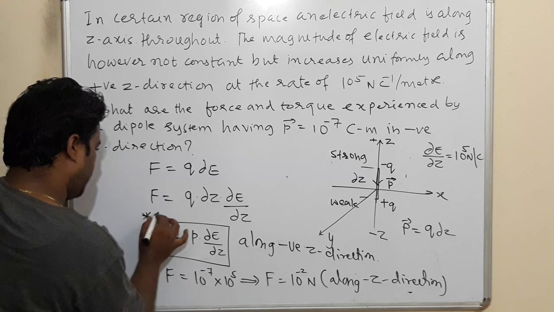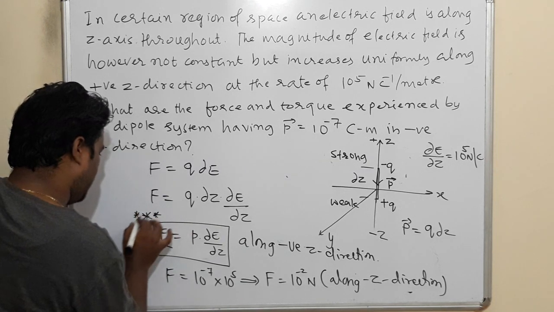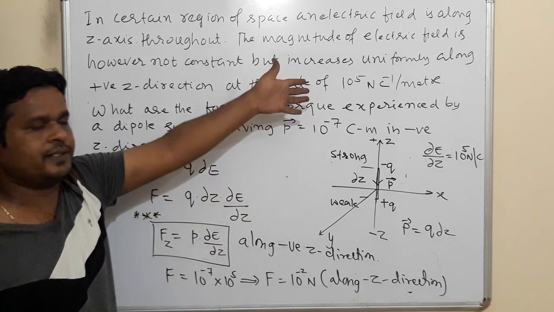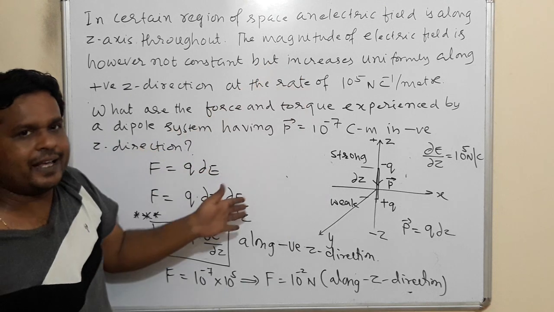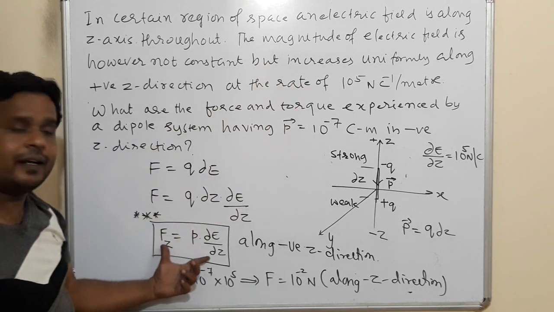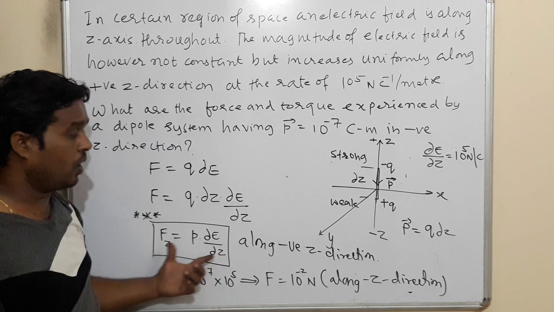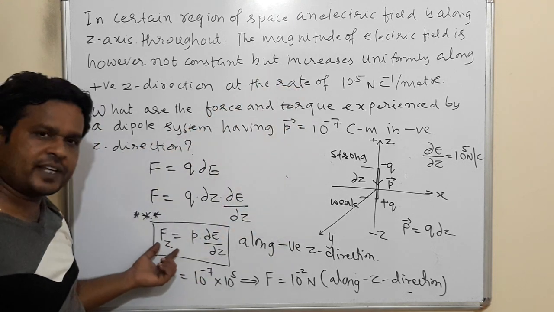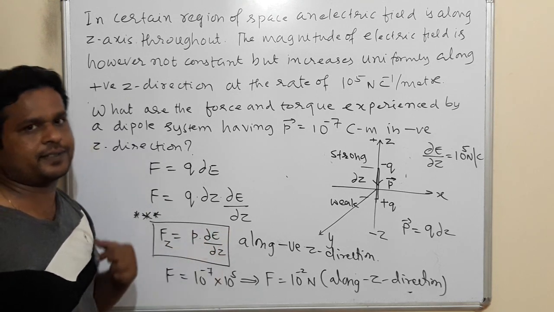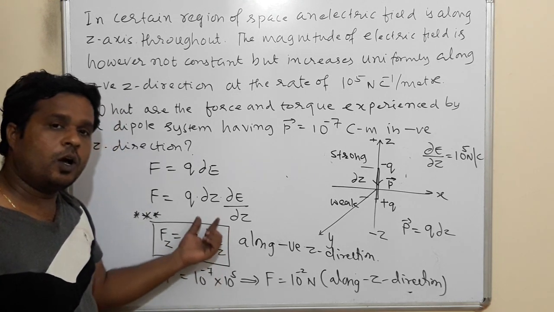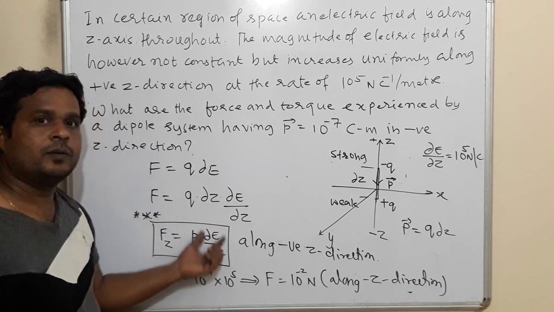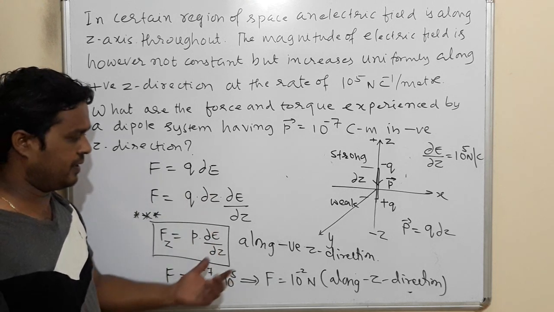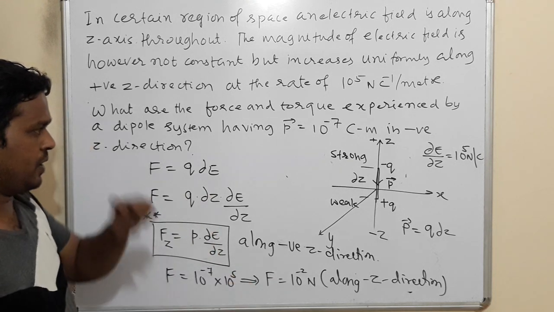In this problem, we are learning a new thing. If the field is changing along any axis, x axis, y axis, or z axis, then how to calculate the force along a particular axis. If it is changing along the x axis, then Fx is equal to P into dE by dx. Partial differentiation along the z axis, partial differentiation along the x axis, partial differentiation along the y axis, like that. So this is the force acting on the dipole.